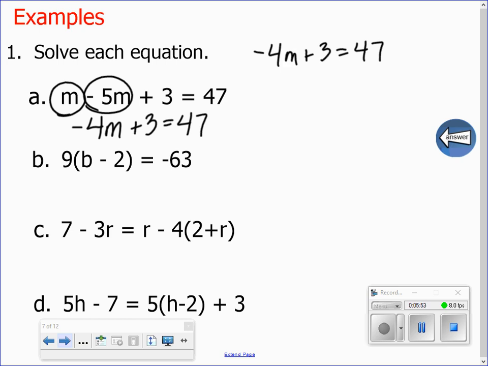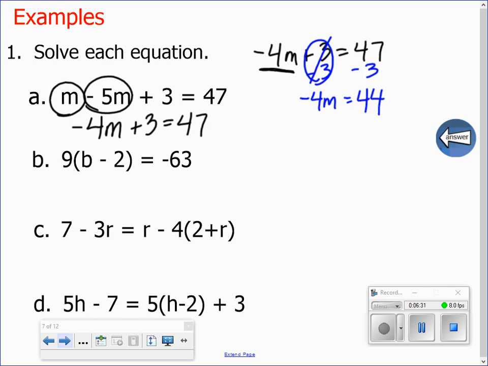Since this is the only variable that we have here, I'm going to want to move this plus 3 to the other side with my other constant. So we're using the properties of equality here. If I want to move a 3 to the other side, I do the opposite operation. The opposite of addition is subtraction, and I do it to both sides. What we're forming here is our zero pair, and what we're left with on this side is the negative 4m, and what we now have on this side is 47 minus 3, which is 44.